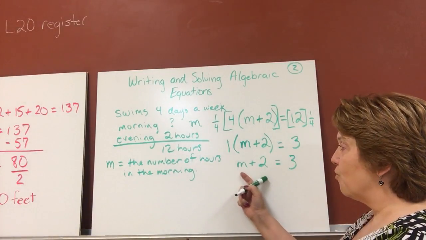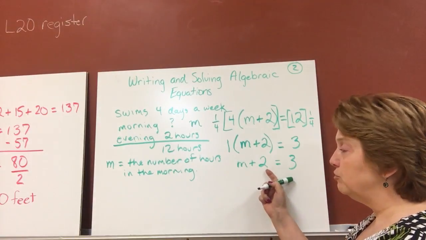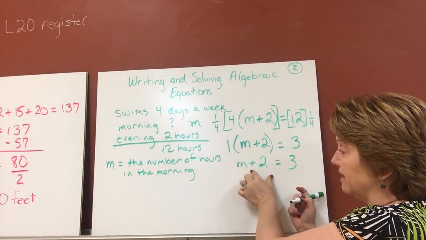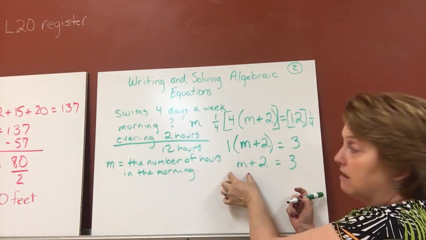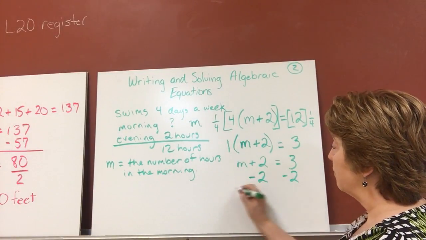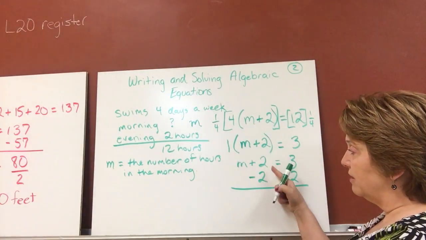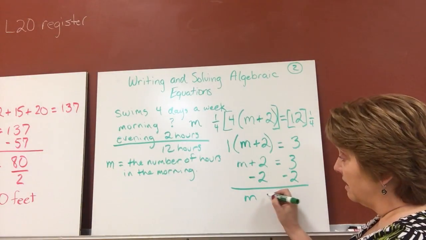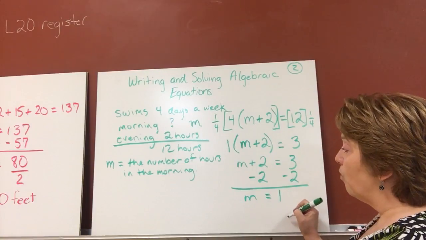And I want to know, how do I get rid of the 2? Now I want to make a 0 out of this 2. If I make a 0 out of this 2, then I have m by itself. So I can subtract 2 from both sides using the property of equality. Subtract 2 from both sides, that equals m plus 0 is still m equals 1.